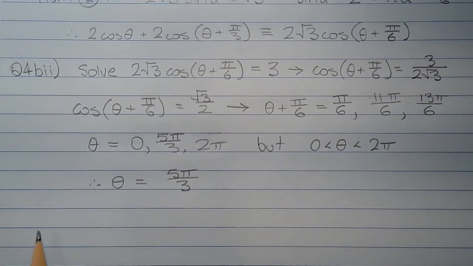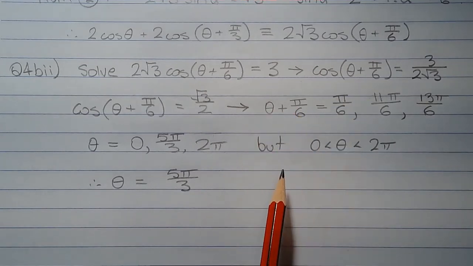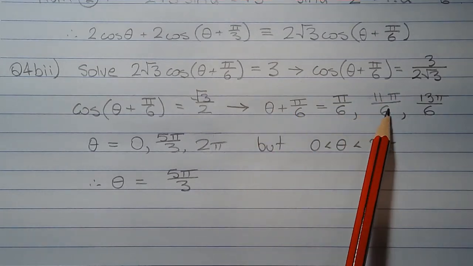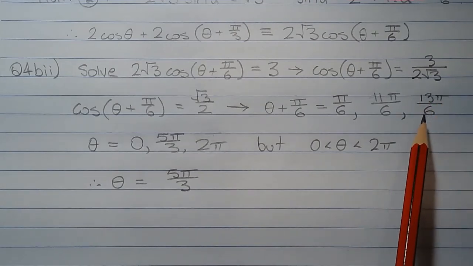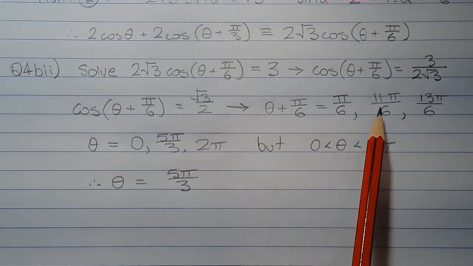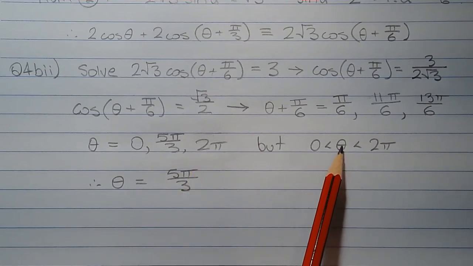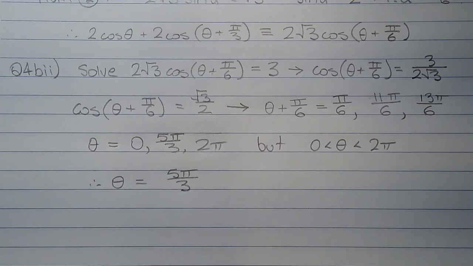Now rationalising the denominator of the right hand side, 3 over 2 root 3 is equal to root 3 over 2. And taking the inverse cos of both sides of the equation, we have theta plus pi over 6 is equal to pi over 6, 11 pi over 6, so that's a quadrant 1, quadrant 4 angle, and then 13 pi over 6, so we go beyond 2 pi radians. Subtracting pi over 6 from these three results, we get theta is equal to 0, 5 pi over 3, and 2 pi, but theta needs to be greater than 0 and less than 2 pi. Hence, theta equals 0 and theta equals 2 pi cannot be included in the solution set. So therefore, theta is equal to 5 pi over 3.